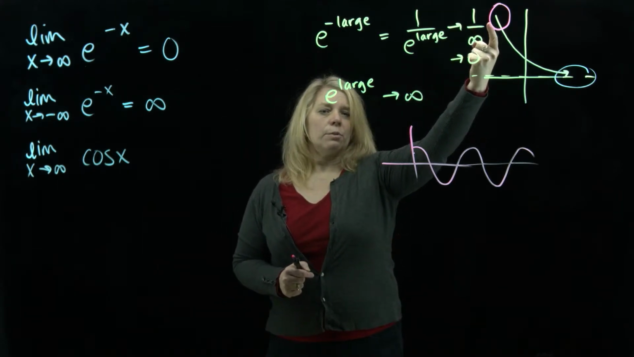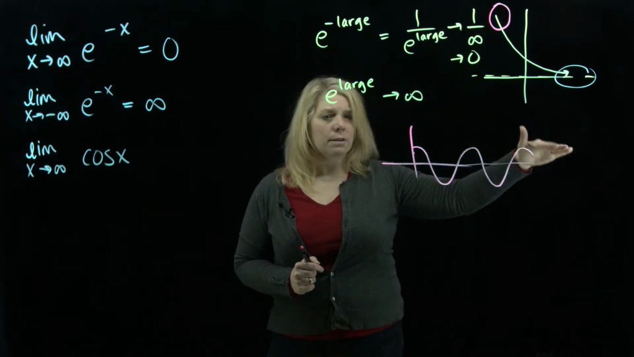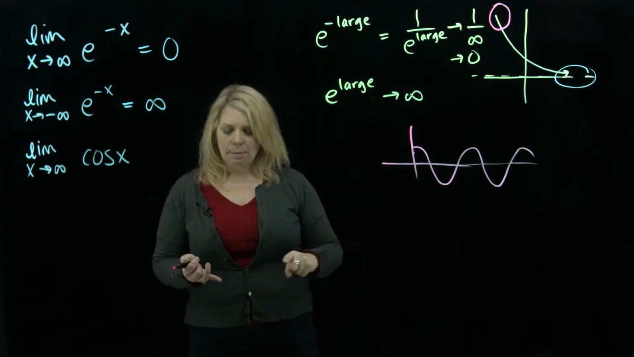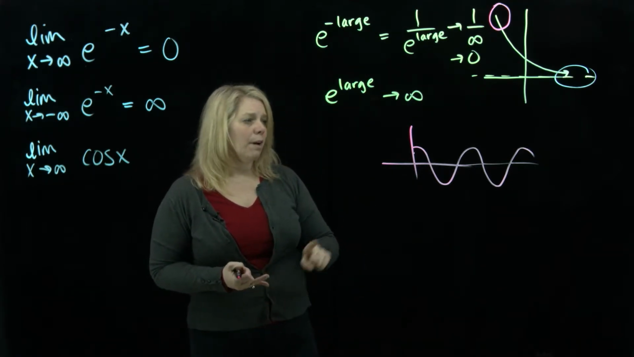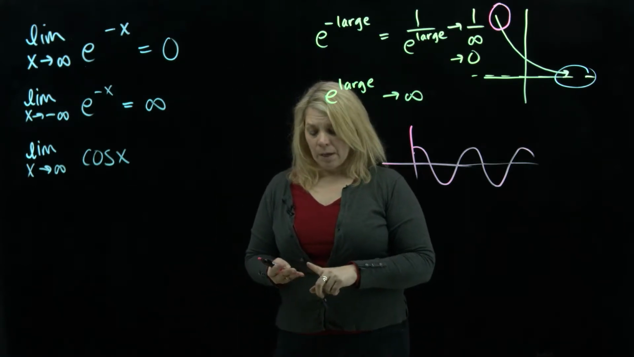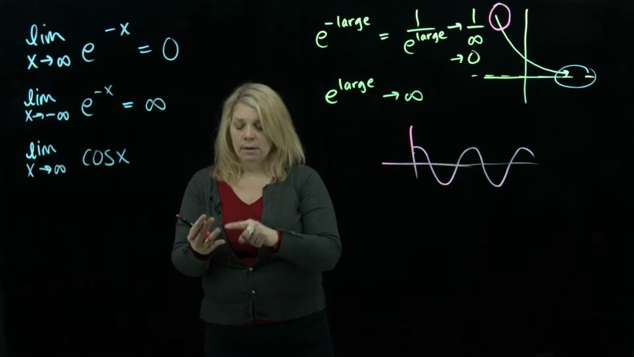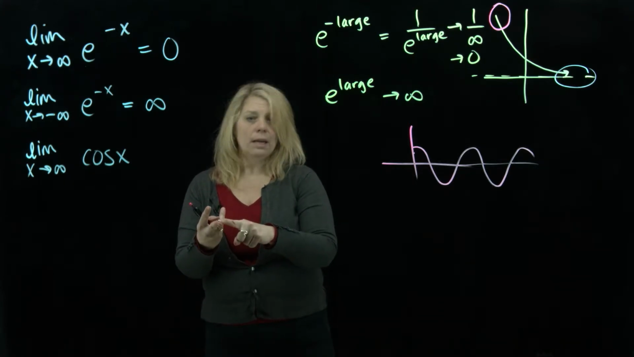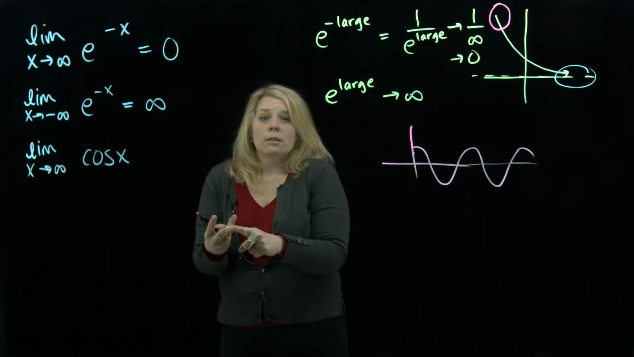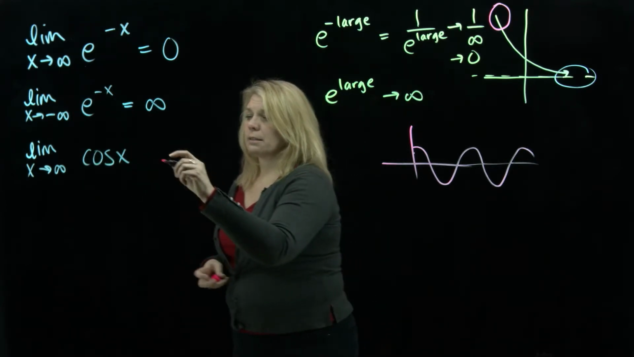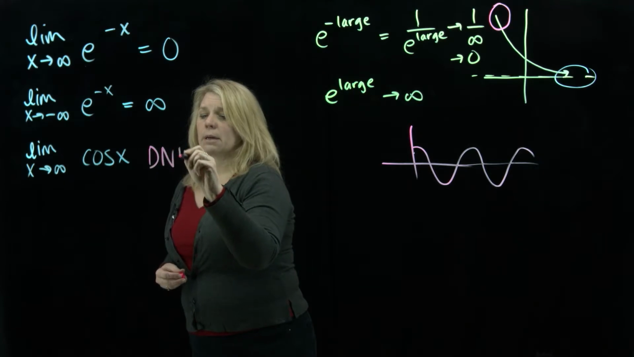like the output values were here. They're just continuing to bounce around back and forth. So the output values are not approaching a number. They're not approaching infinity. The output values are not approaching negative infinity. And so there's only 4 possible answers for a limit problem: a number, infinity, negative infinity, and then if none of those is what happens to the output values of the function, we say that the limit does not exist. So this is one where the limit does not exist.